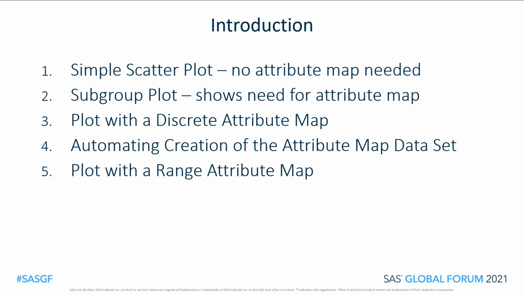We'll move into actually using a discrete attribute map. Then we'll talk about automating the creation of something called an attribute map dataset, which you'll see what that is later. And finally, we'll finish off with an example of a range attribute map.